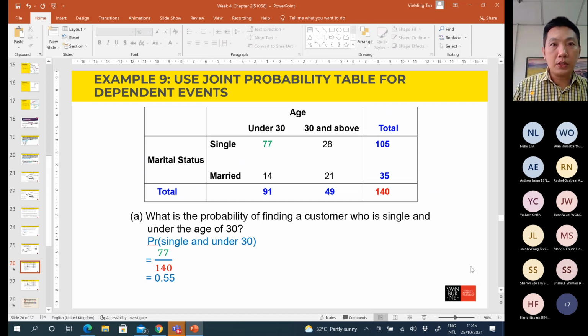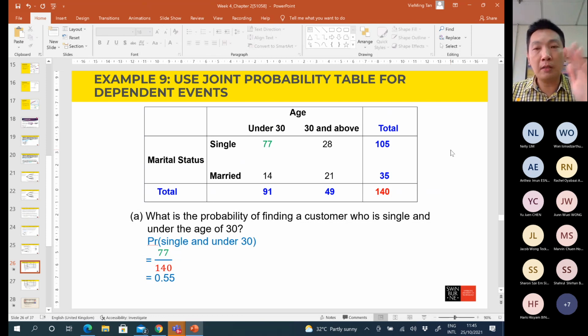Okay, so this question refers to the marital status and also the age of participants. In total, there are 140 participants involved in the survey, to indicate the marital status and also the age. Marital status can be divided into either single or married, and the age is under 30 or 30 and above. Assume that this table is already given to us.